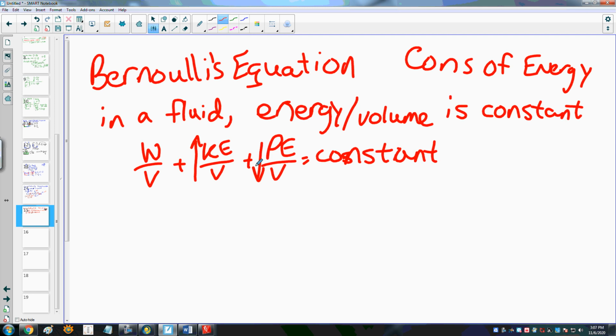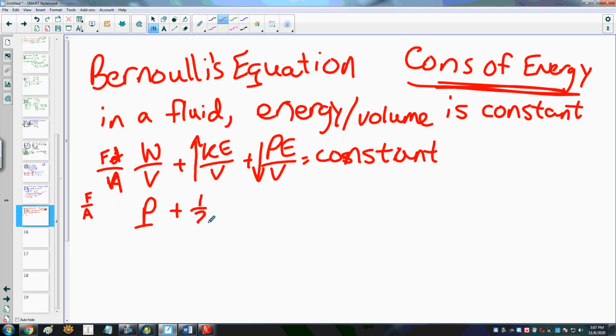This is really a lot like what we saw back in chapter 5 when we were doing conservation of energy, because it's based on the conservation of energy. The equation looks like this. Work over volume is pressure. You can think about the units here. This is F times D divided by volume. This is force per unit area. And so D over V gives me area in the bottom.